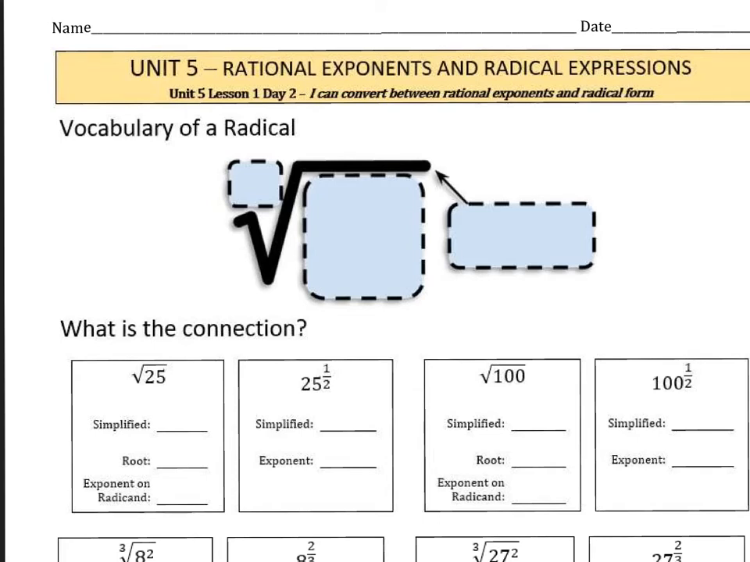Everybody, so today we are doing 4-3 day 2. To begin with, the very first part, vocabulary of a radical.